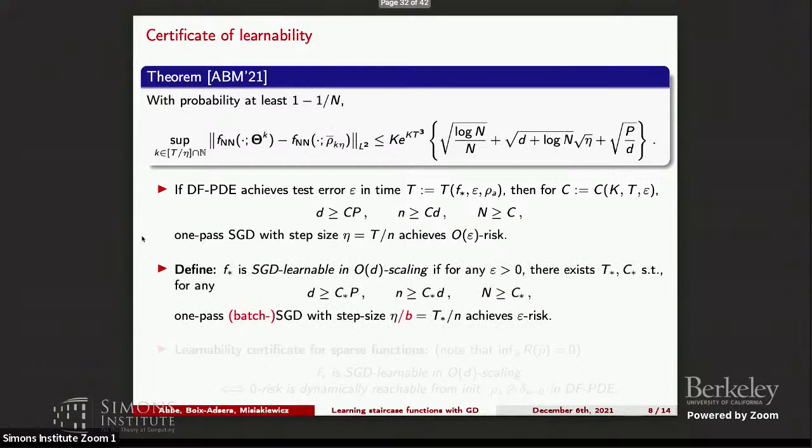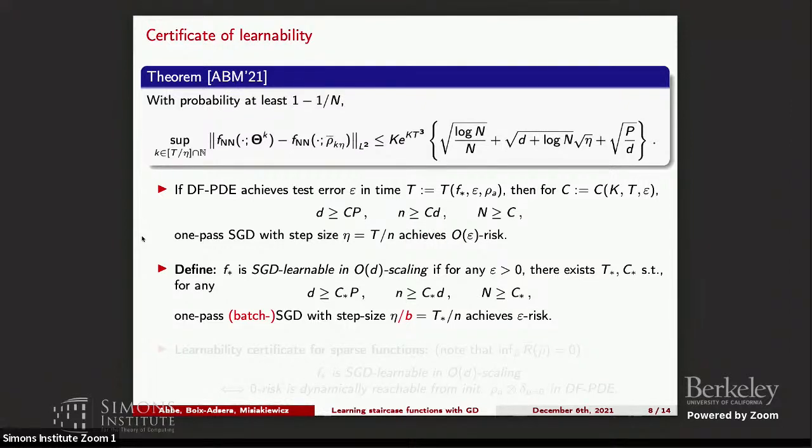Okay, so this motivates one important definition for the rest of the talk, which is SGD learnability in OD scaling. So what does it mean? It means that for any epsilon, there exists T star, C star, so that for any D, the ambient dimension, bigger than c star p, number of samples n bigger than c star d, and number of neurons bigger than c star, one pass SGD with step size t star over n achieves epsilon risk. Here it's one pass SGD and we're just counting the number of steps that we make. And here again, we can replace it by batch SGD as long as it's one pass.